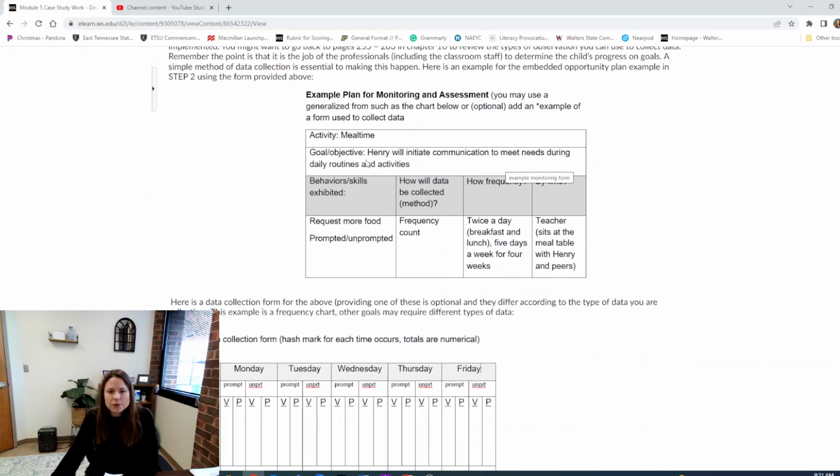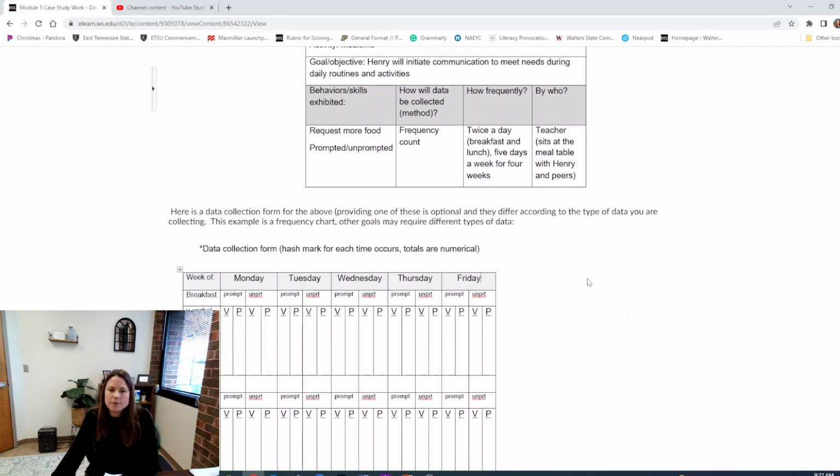Okay, so when you're collecting data, you can use a form just like below that shows you, did these behavior skills, were they exhibited? How will data be collected? They will use a frequency count. How frequently? Twice a day, breakfast and lunch, 5 days a week. And then who is going to be the one observing?